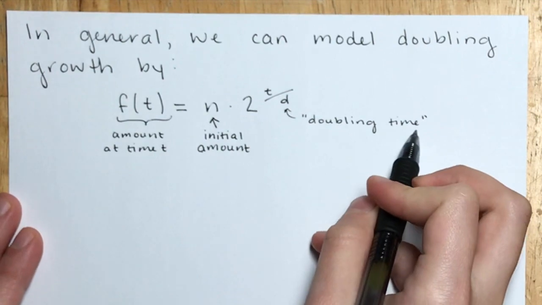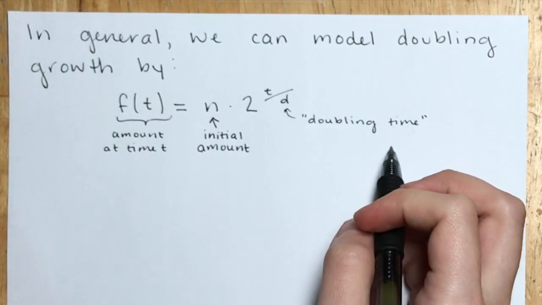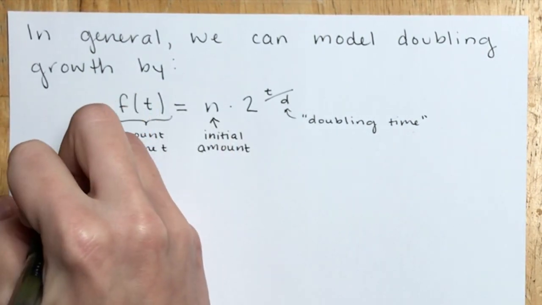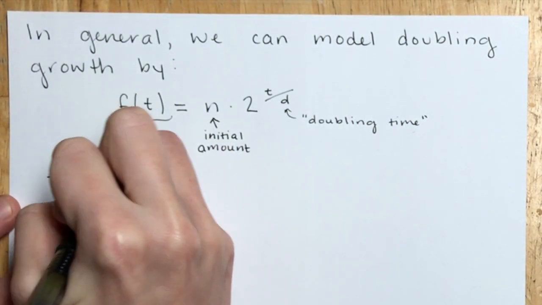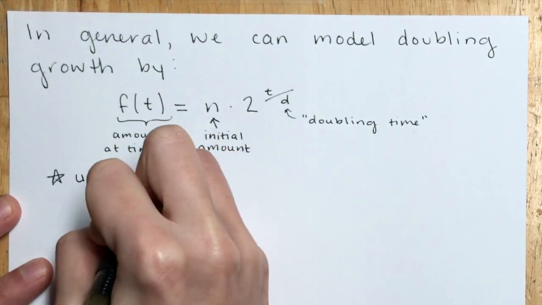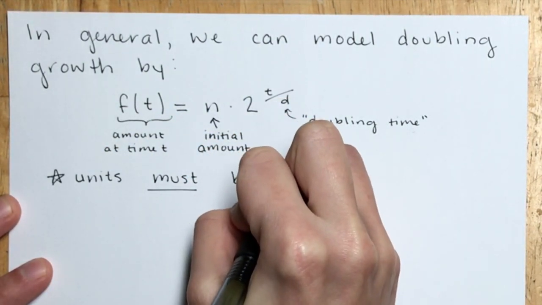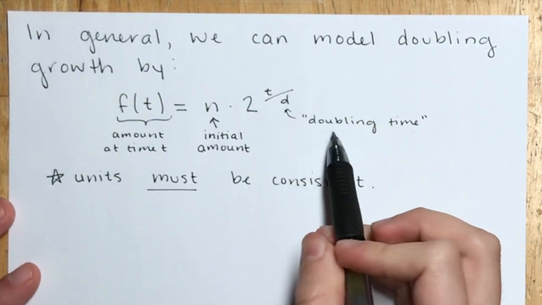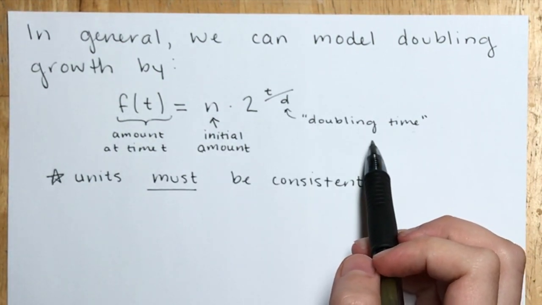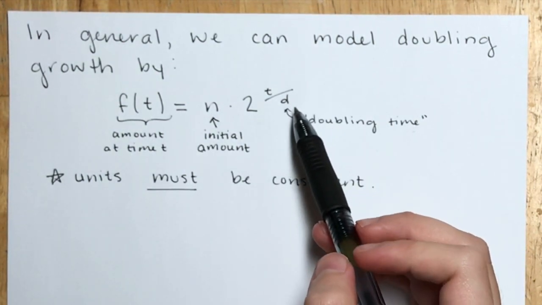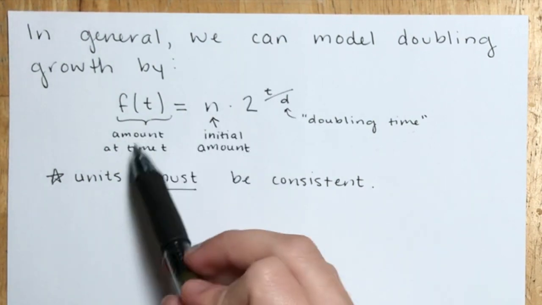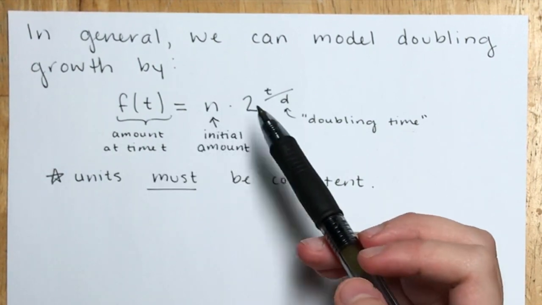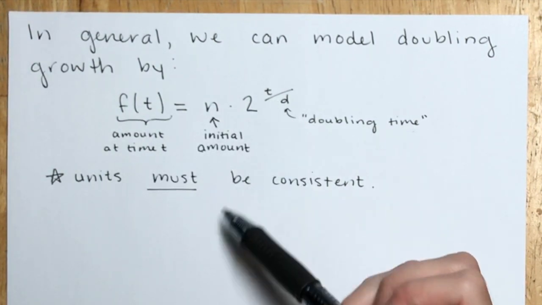The doubling time just means the amount of time it takes for whatever we're talking about to double. One note here is that our units must be consistent. So if we're talking about something that doubles every 2 hours, then our time, whenever we use it, needs to be in hours. If we're talking about something that doubles every 3 years, then our time needs to be in years.